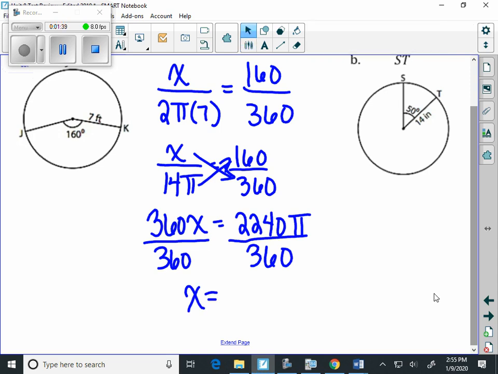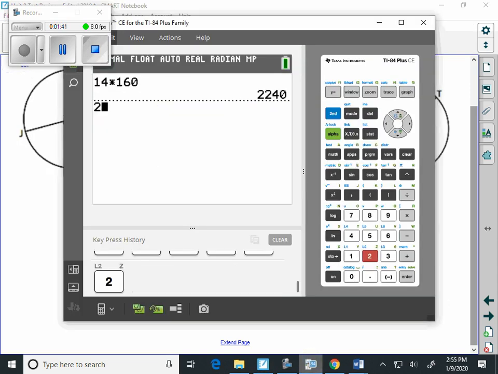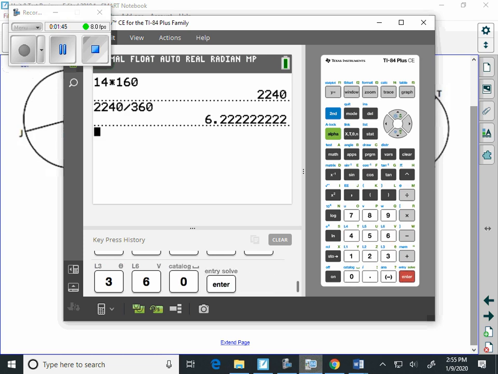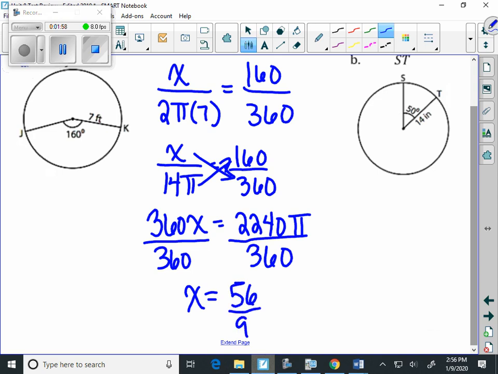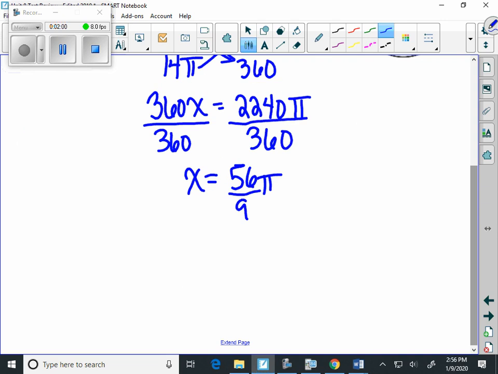So we can take the 2240 divided by the 360, and that gives us that big long decimal there. But what if we did math, enter, enter, and it gives us 56 ninths? That was one of our options. We could have kept our decimal, which is the 6.22, and say x equals 6.22 pi.